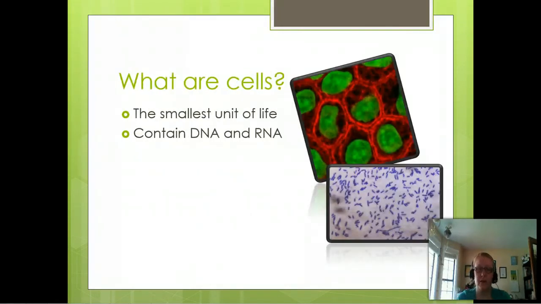So the first thing we need to talk about is what are cells. Cells are the smallest unit of life. I'm sure that in one of your classes you've heard about the properties of life. And depending on which class you've taken them from, which textbook you've used, there's generally 7 properties of life that have been agreed upon. And cells are the smallest unit of life that possess all of these properties of life.